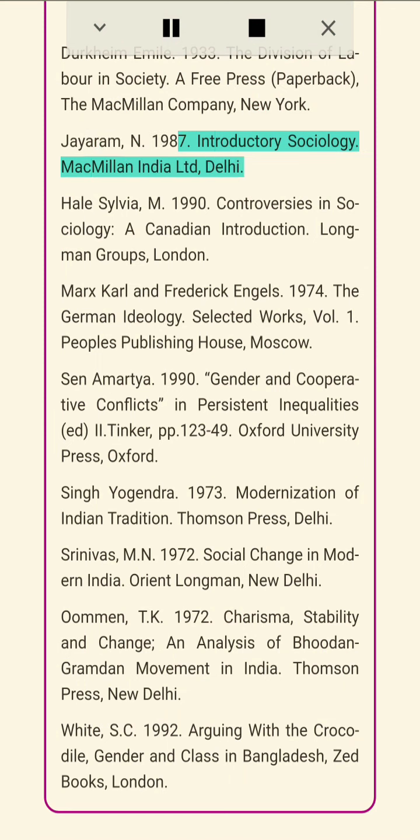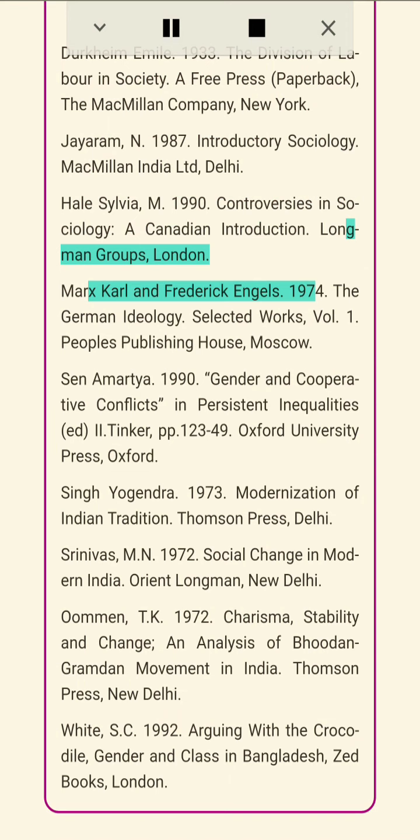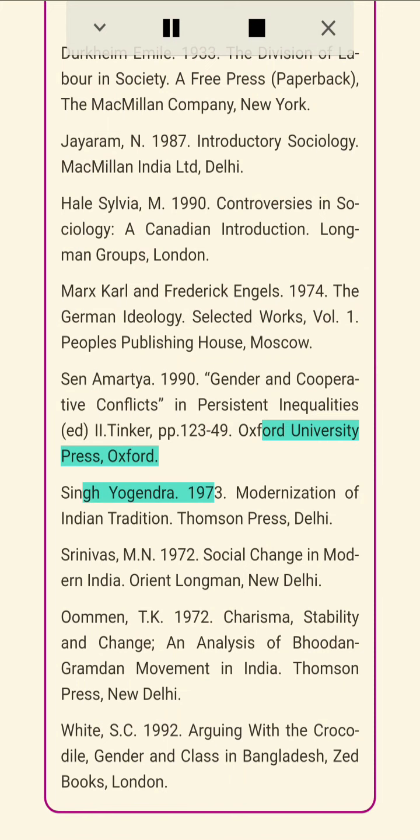Giddens, N. 1987. Introductory Sociology. Macmillan India Limited, Delhi. Hale, Sylvia M. 1990. Controversies in Sociology: A Canadian Introduction. Longman Group, London. Marx, Karl and Frederick Engels. 1974. The German Ideology. Selected Works, Volume 1. People's Publishing House, Moscow. Sen, Amartya. 1990. Gender and Cooperative Conflicts in Persistent Inequalities, ed. Tinker, pp. 123-49. Oxford University Press, Oxford.